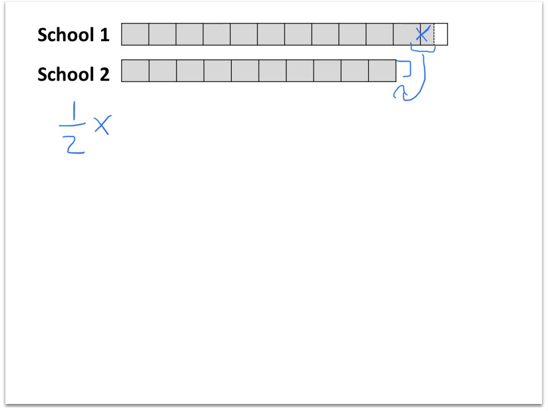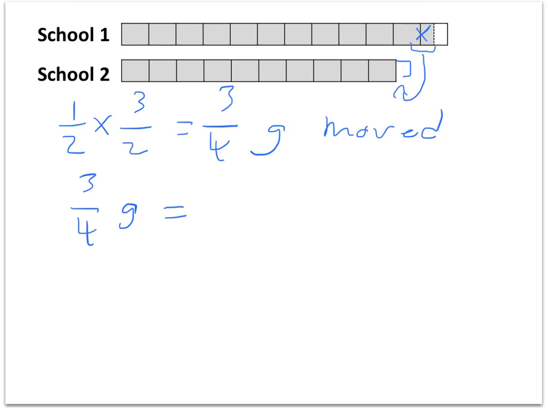Well, that additional amount was 1.5 groups, which as an improper fraction is 3 halves. So if we take 1/2 times 3 halves, we're going to get 3/4 of a group that moved from school 1 to school 2. Okay. So that's important. That tells us how many groups moved from one school to another. Now we're also told that 12 children moved from one group to another. So that 3/4 of a group is equal to 12 children, or 12 students.